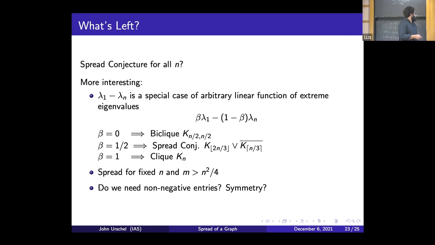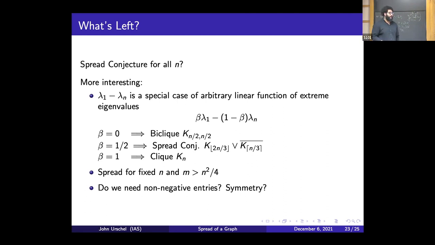If beta is 0, you're just trying to maximize the magnitude of your smallest eigenvalue. Well, this is complete bipartite, n over 2 by n over 2. If you're just concerned with maximizing your spectral radius, your largest eigenvalue, well, this is just a clique. And in some sense, our spread conjecture is just beta equals 1/2. You could think of this structure as part way between a clique and a complete bipartite graph. So the question is, what does the behavior of the optimal graph look like as beta varies continuously from 0 to 1? This is a really interesting question.